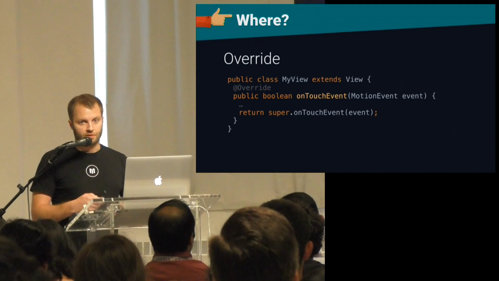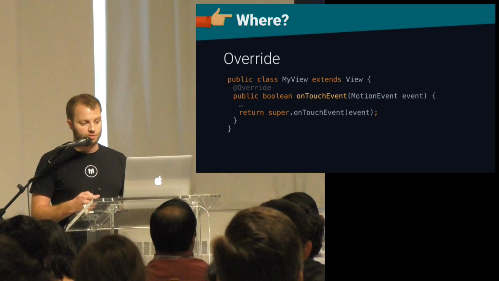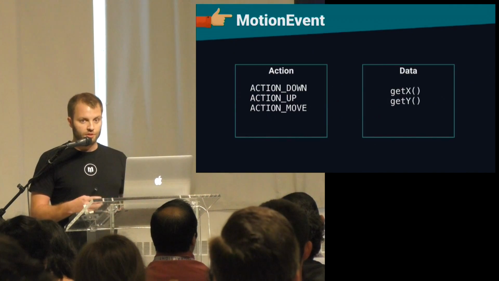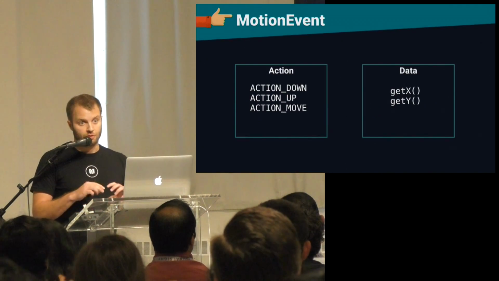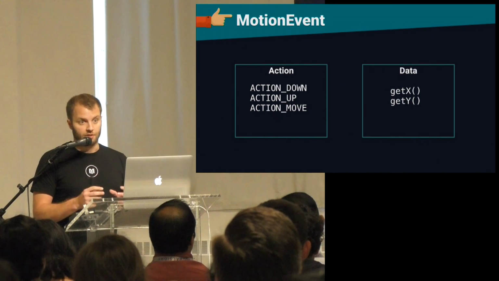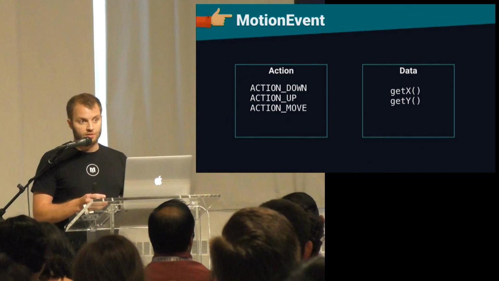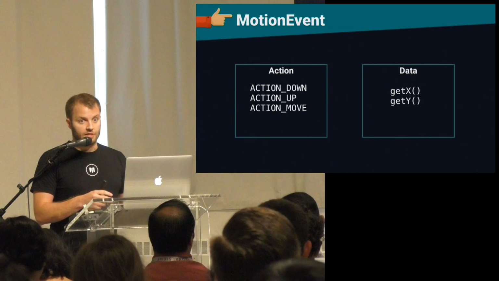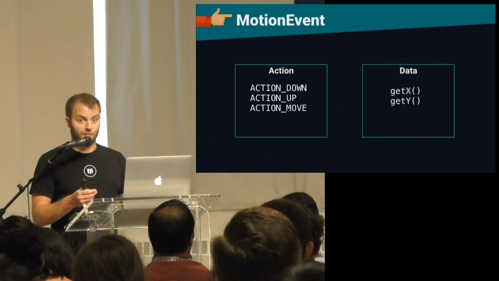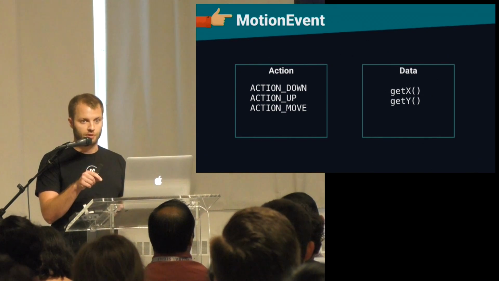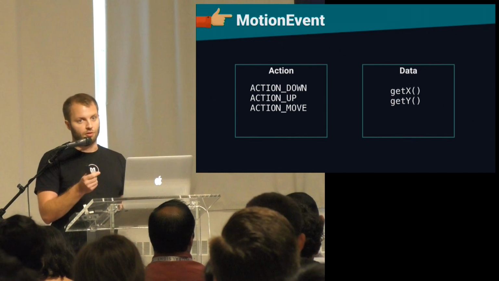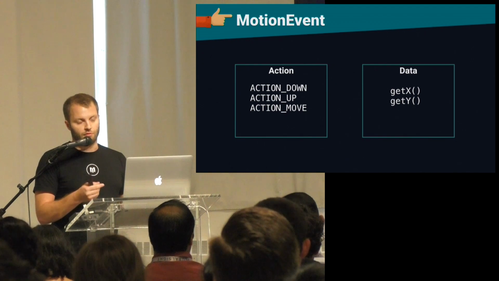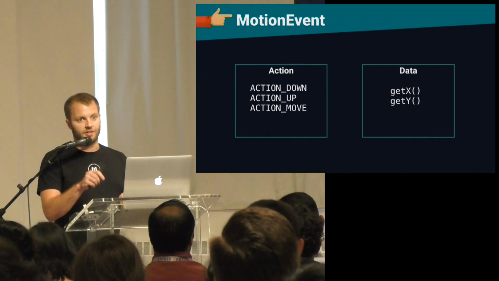Now that we know where we could use it, what is a motion event? MotionEvent is a class that encapsulates the whole metadata about a touch event. There are two great pieces of information that you will want to use. The first is the action type, and the action is what you were doing with your finger at the time, which is usually putting it on the screen, which would be an action down, moving around, which would be an action move, or lifting your finger up, which would be an action up. So for example, a click is a down followed by an up.